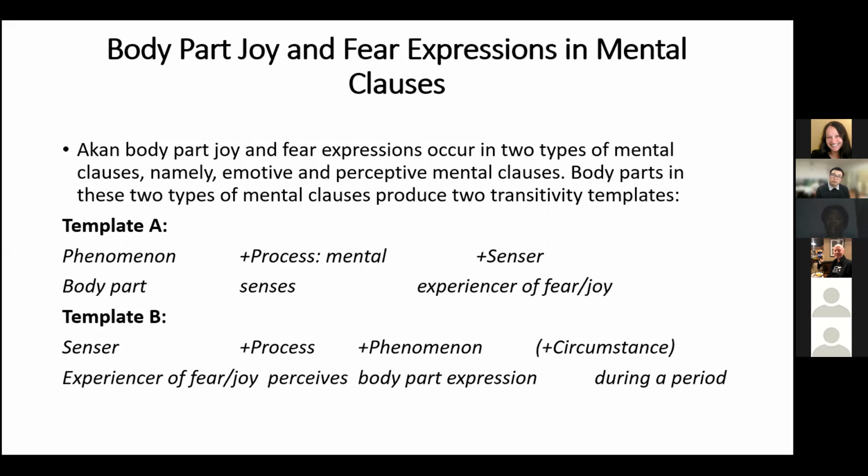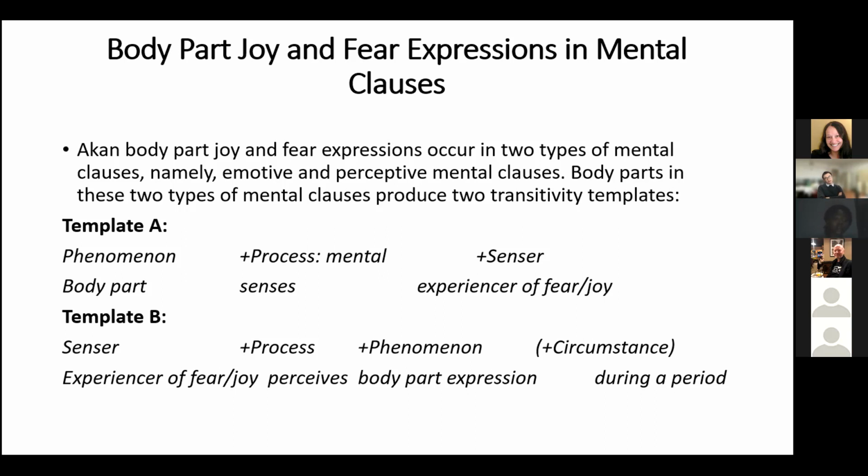So we have body parts also occur for both fear and joy. They also occur in mental clauses. So they occur in two types of mental clauses, the emotive mental clause and then the perceptive mental clause. And in both clauses, the body part fear or joy expressions realize phenomenon. So we have these two templates.